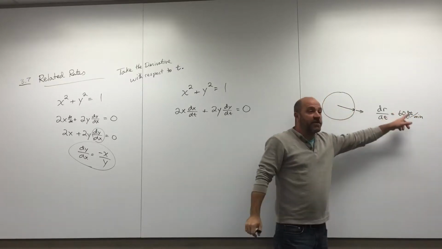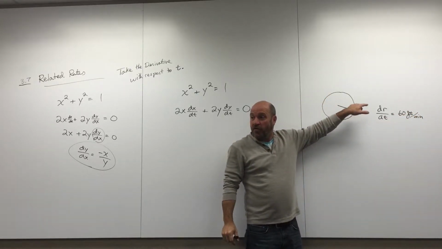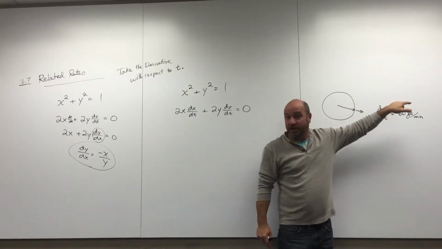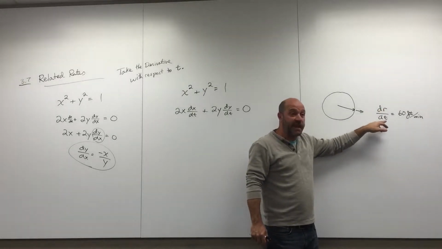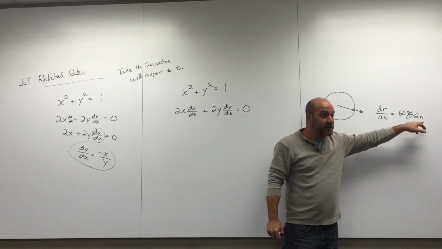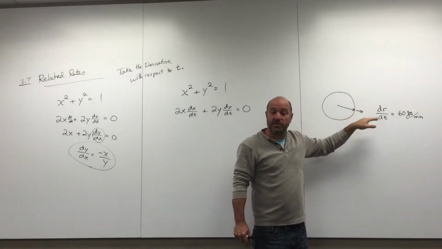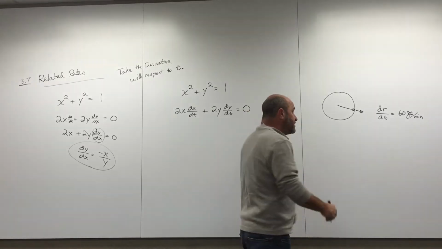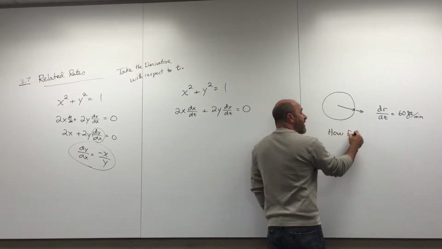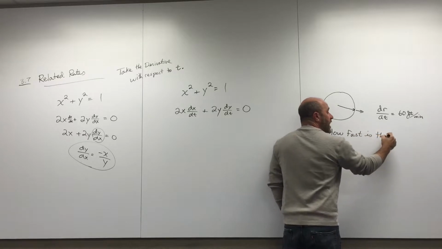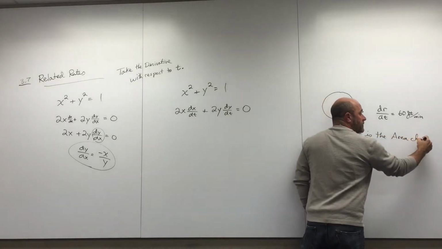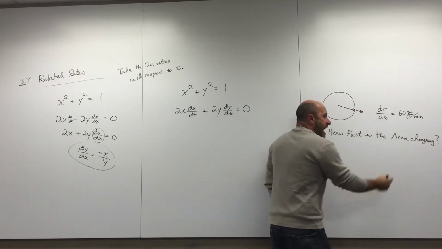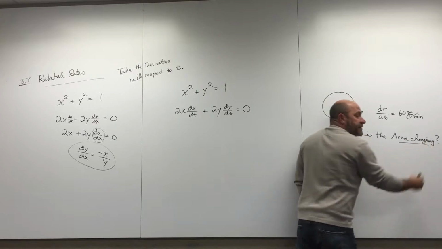Analyzing the units might help you. The numerator is a change in r, which is feet. The denominator is a change in t, which is minutes. The rate of change of the radius with respect to time is dr/dt. I just said this circle is growing. The question is: how fast is the area changing?